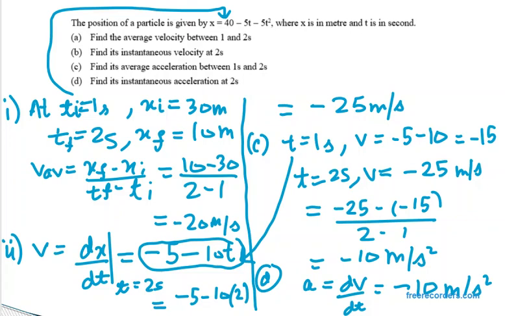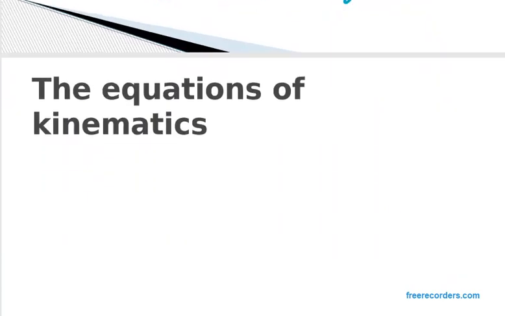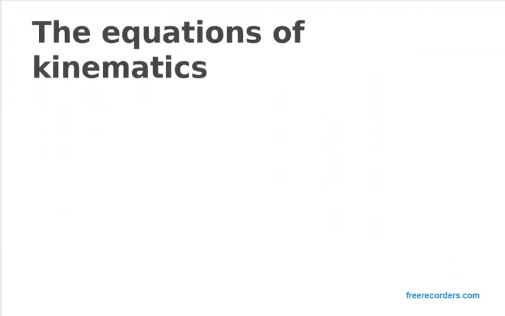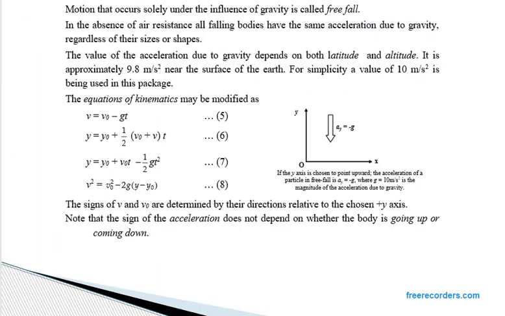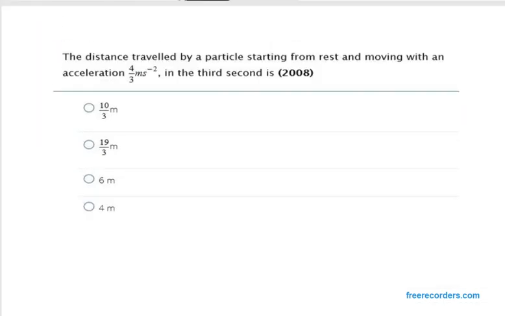Now let us move to the very important point, the MCQs covered in the NEET syllabus. Now the first question says the distance travelled by a particle starting from rest and moving with an acceleration 4 by 3 meter per second square in the third second is.